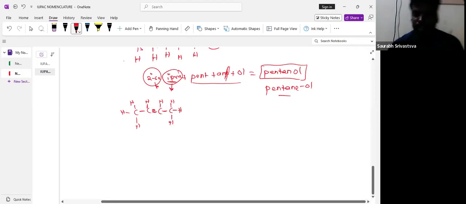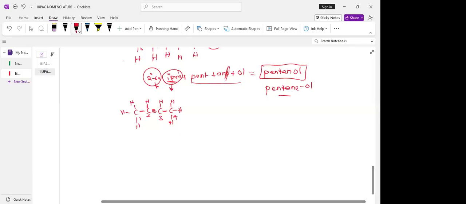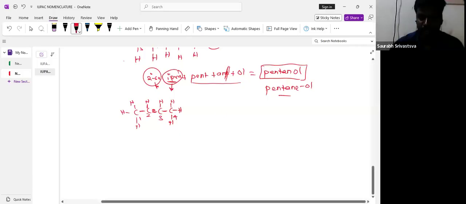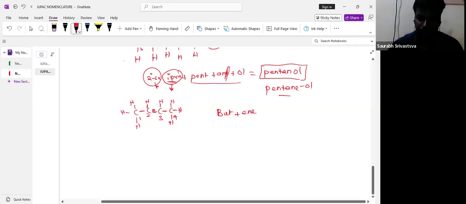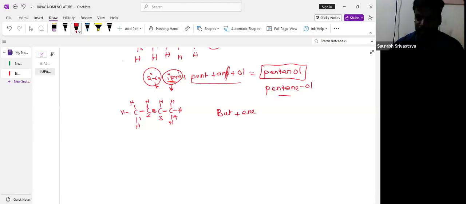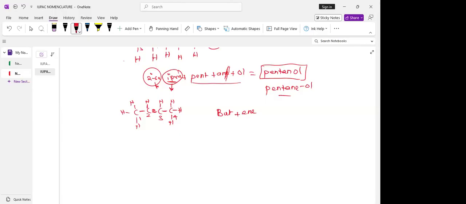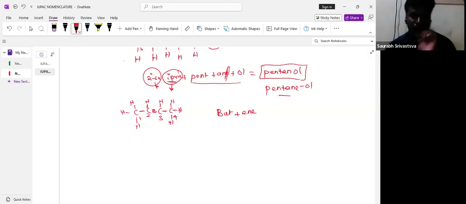Now 1, 2, 3, 4. Correct? Yes, 4, sir. Four is the number. Then 4 means what is the root word? But. Correct? Next, the primary suffix, what will you write? If it is a double bond, we will write ENE. And next, are any other substitutions present? There is no substitution. Correct? Okay. And next, one more thing you have to remember.